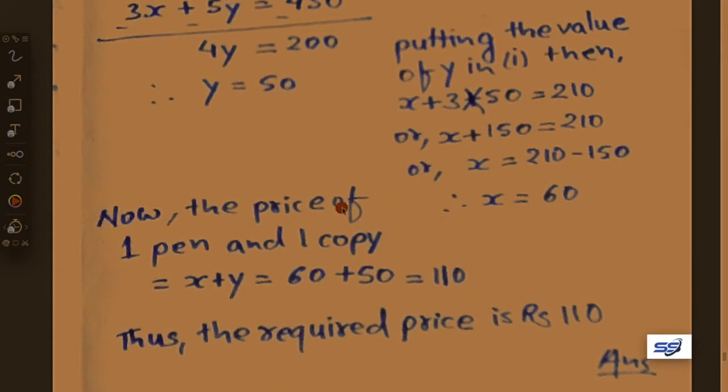Now the price of one pen and one copy equals x plus y, as we assumed in the beginning. Let x be the price of the pen and y be the price of the copy. So the price of one pen and one copy means x plus y. Here the value of x is 60, so 60 plus 50.